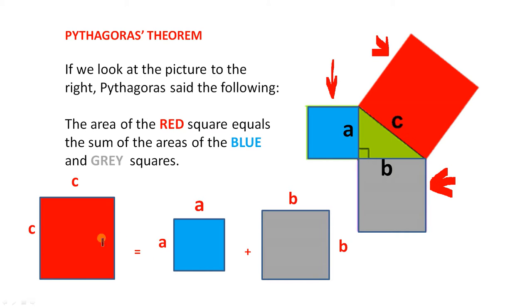Now, I've stated this another way diagrammatically. The area of this red square equals the area of this blue square plus the area of this grey square. That's Pythagoras' theorem in a diagrammatic form, that is, in the form of a diagram.